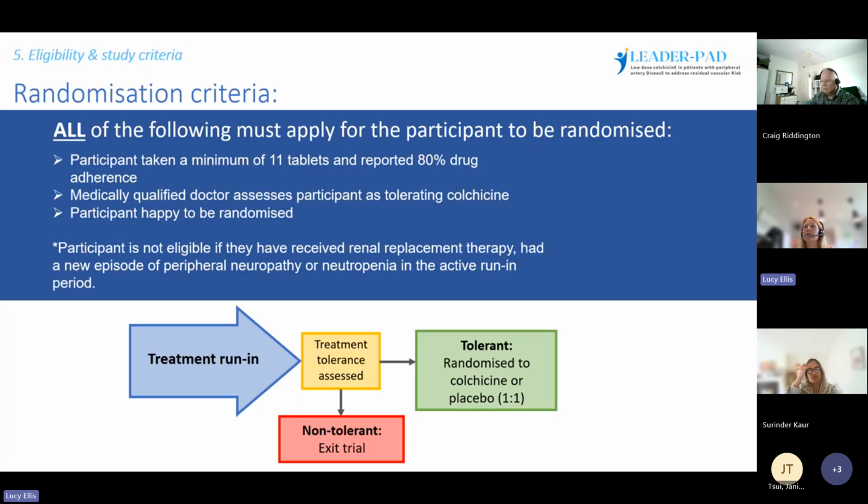After a participant has undergone the active run-in phase, there are certain criteria that need to be met for them to be randomized. They must have taken a minimum of 11 tablets and reported 80% drug adherence. As mentioned, a medically qualified doctor needs to have assessed the participant as tolerating colchicine, and the participant needs to be happy to be randomized. Participants aren't eligible if they've received renal replacement therapy, or had a new episode of peripheral neuropathy or neutropenia during the active run-in period.